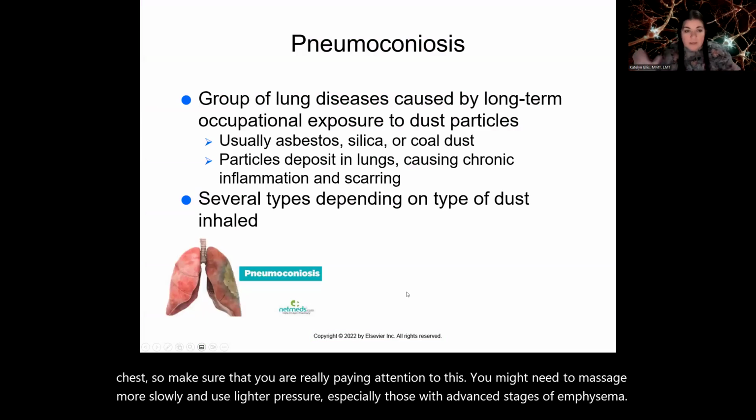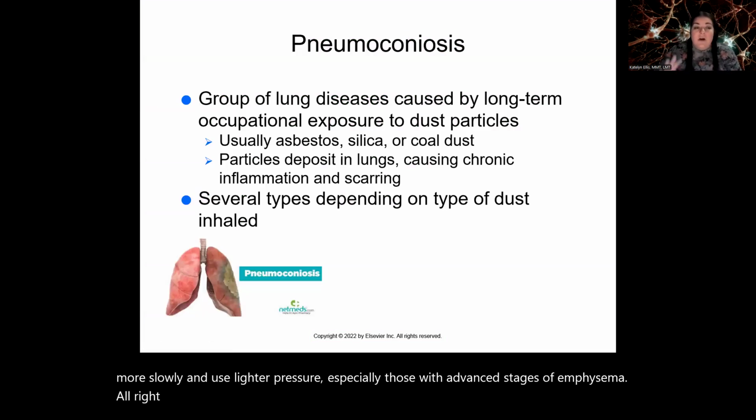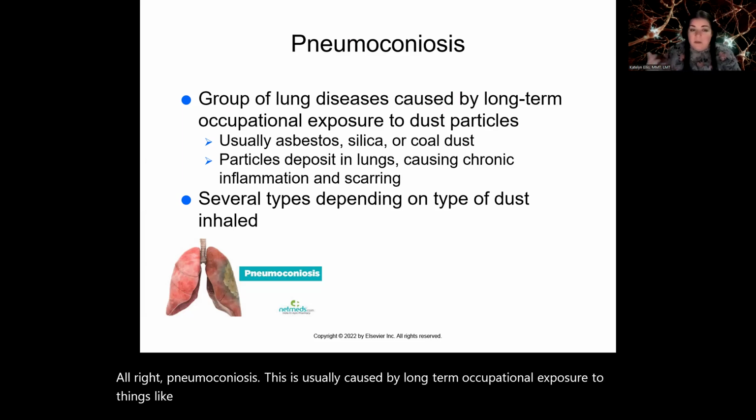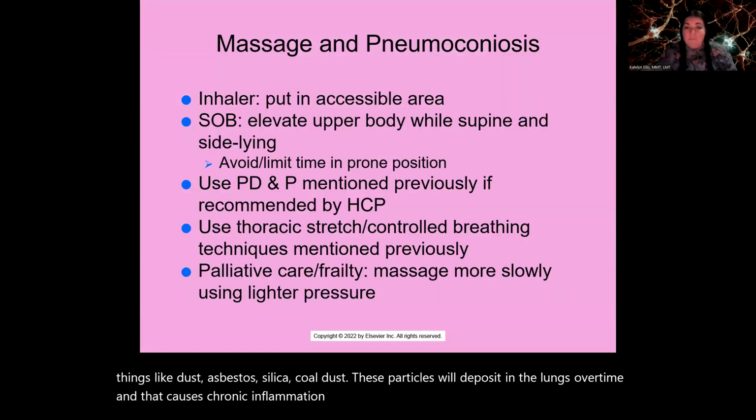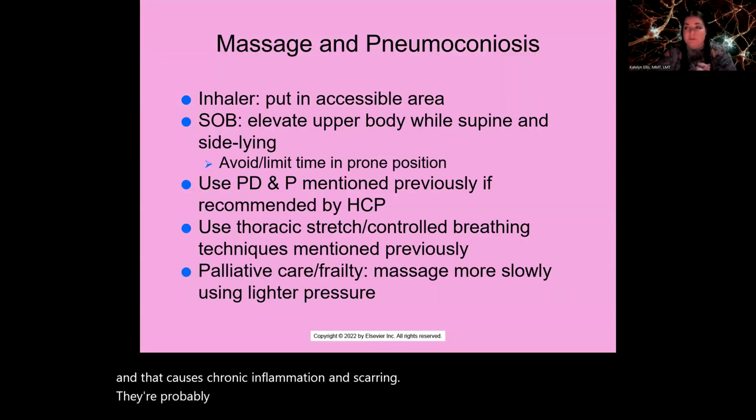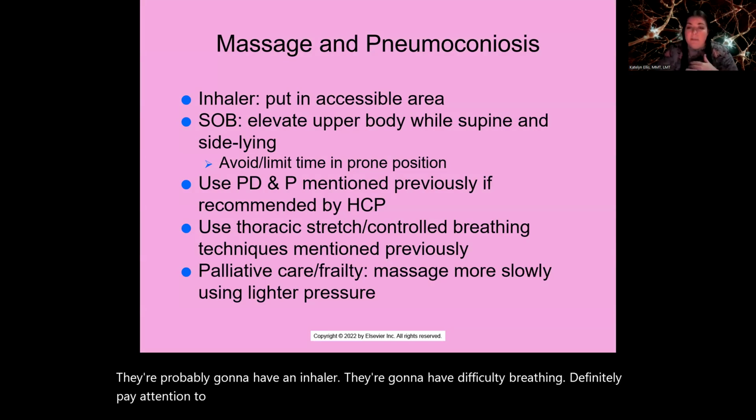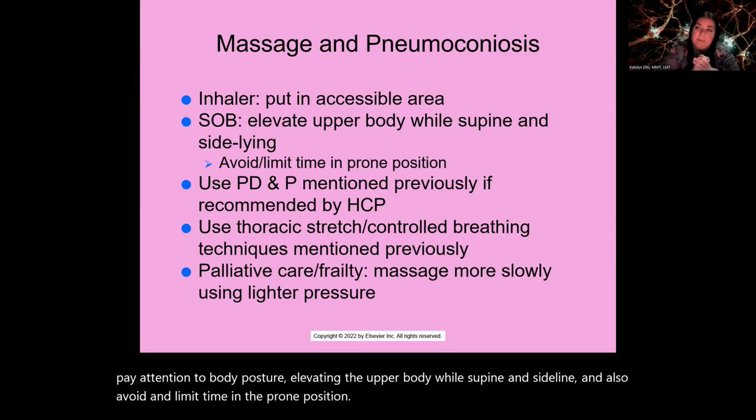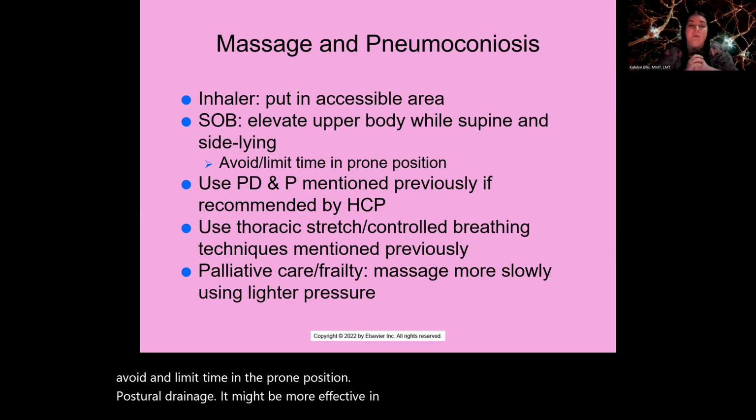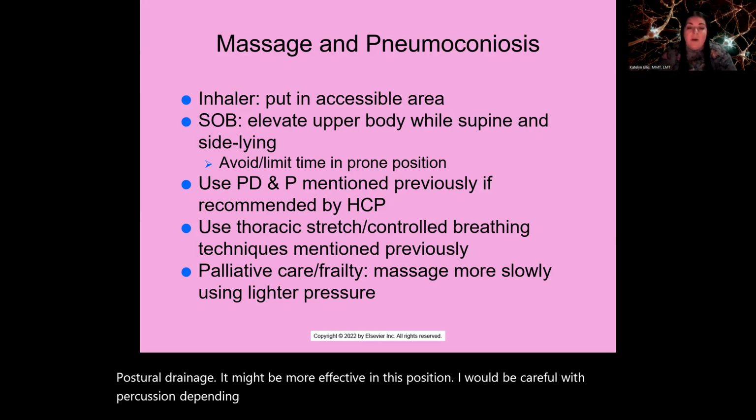All right, pneumoconiosis. This is usually caused by long-term occupational exposure to things like dust, asbestos, silica, coal dust. These particles will deposit in the lungs over time, and that causes chronic inflammation and scarring. They're probably going to have an inhaler or they're going to have difficulty breathing. Definitely pay attention to body posture, elevating the upper body while supine and side lying, and also avoid and limit time in the prone position. Postural drainage, it might be more effective in this position. I would be careful with percussion depending on how sore they are.